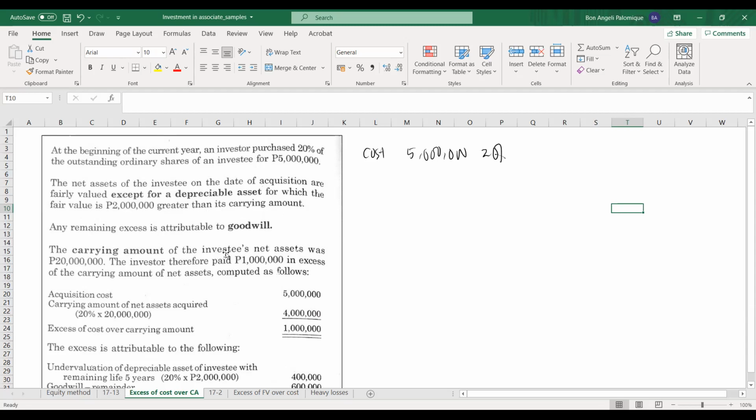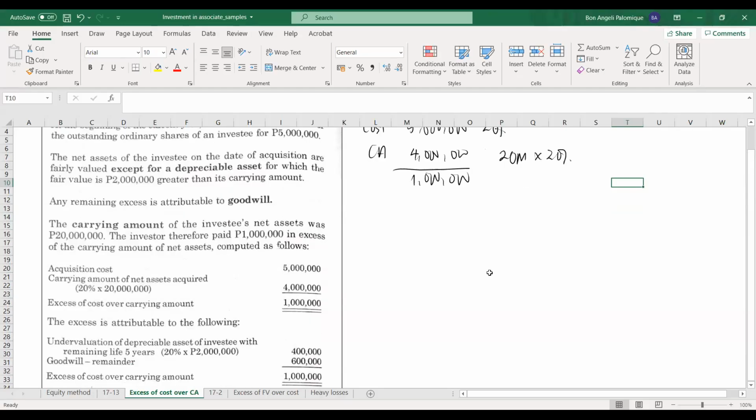Okay, so the carrying amount of the investee's net asset was 20 million. So kung 20M multiplied by 20%, it is only 4 million. So may excess tayo. Meron tayong binayaran na more than dun sa carrying amount. Okay, so ang sabi, yung excess is attributable to asset. So ang sabi dito is 2 million yung excess attributable sa ating depreciable asset.